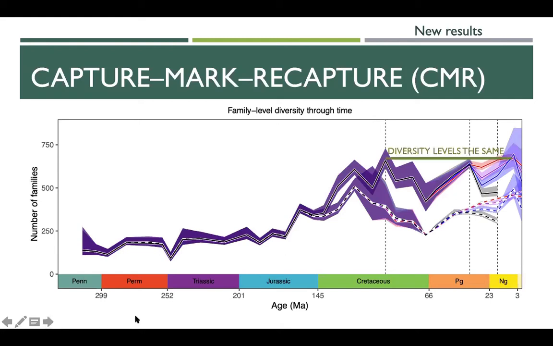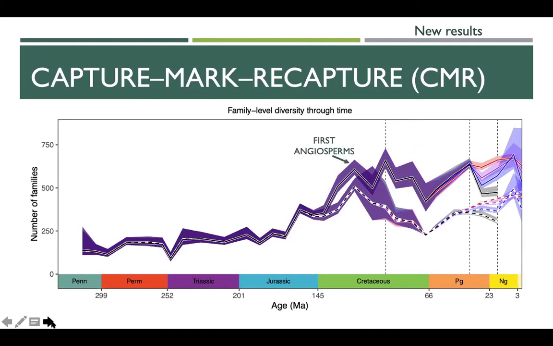But nevertheless, there are some features that we see that are robust to any of these different sensitivity tests. The first is that diversity levels, again at the level of family, are essentially the same between this point in the Cretaceous and this much more recent interval here. So this shows that at the level of family, insects were diverse in a modern sense going back into the later part of the Mesozoic.